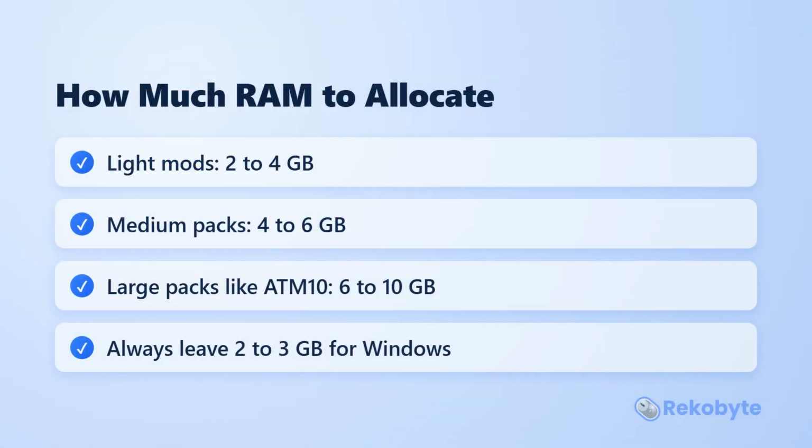How much to allocate depends on the pack. 2 to 4 gigabytes suits a few light mods, 4 to 6 for medium packs, and 6 to 10 for large ones like All the Mods 10. Whatever the pack, leave at least 2 to 3 gigabytes free for Windows.